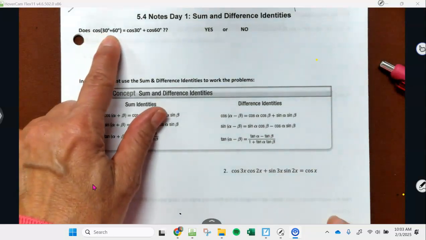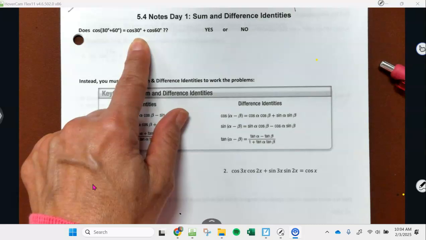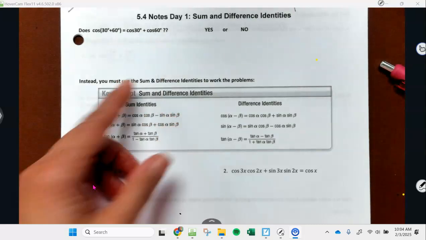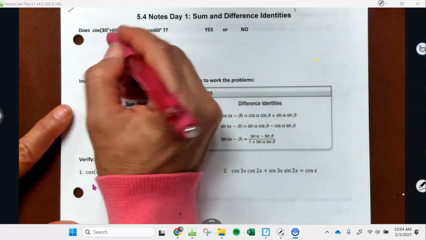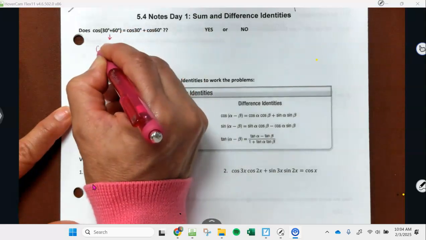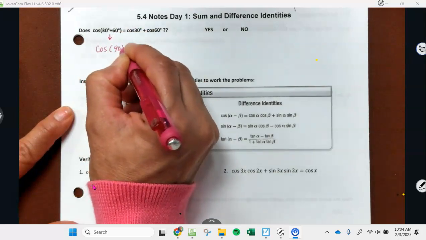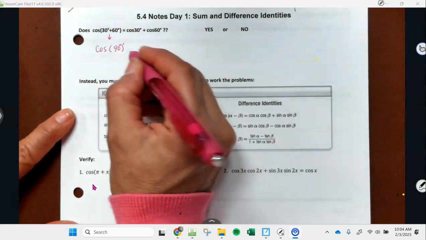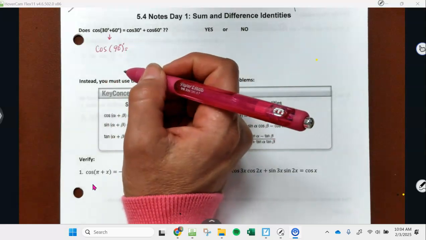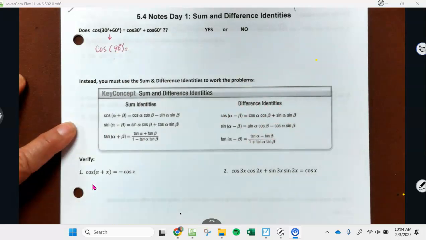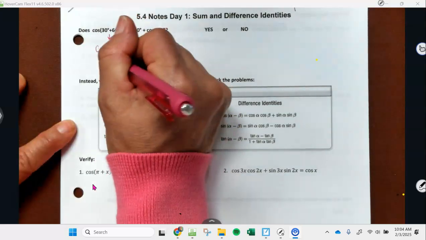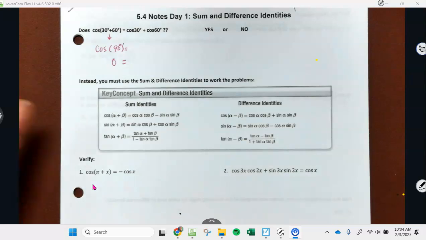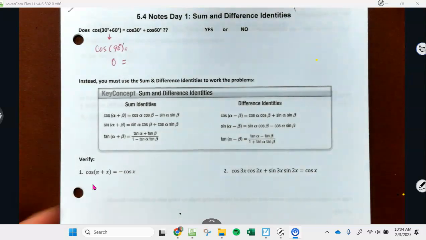So does cosine of 30 degrees plus 60 degrees equal cosine 30 plus cosine 60? Let's find out. So we can go ahead and combine like terms. So the left side is really looking for the cosine value of 90 degrees. And we know that. What is the cosine value of 90 degrees? The top of the unit circle. What's the cosine value? It's 0. Good. All right. So the left side of this equation, 0. Let's see if we get 0 to be the answer on the right.